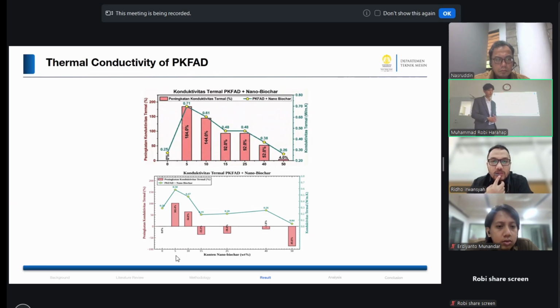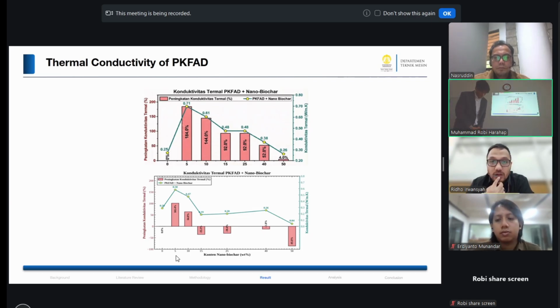Maybe for the future I can improve. Okay, that's a good note to add into the suggestion part of your thesis, just to check whether the models you develop can predict the properties of the nano PCM accurately. Yes. Thank you so much.